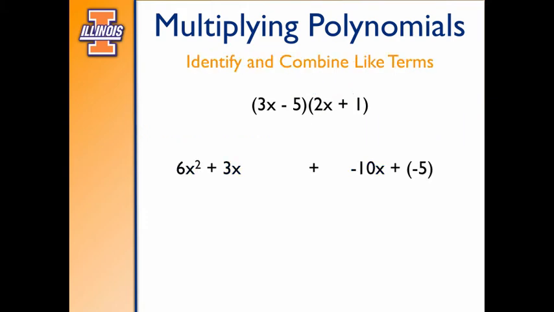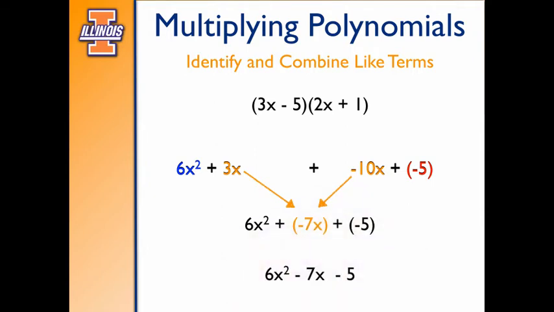Now I simplify the expression, so that means I have to identify and then combine the like terms. So looking at this expression, I only see two terms that are in the same family. That's the 3x and the negative 10x. So I combine those, I get negative 7x. Once I've combined, I bring down the rest, so 6x squared and negative 5 come down. I rewrite it so that I don't have any more parentheses. My final expression is 6x squared minus 7x minus 5.